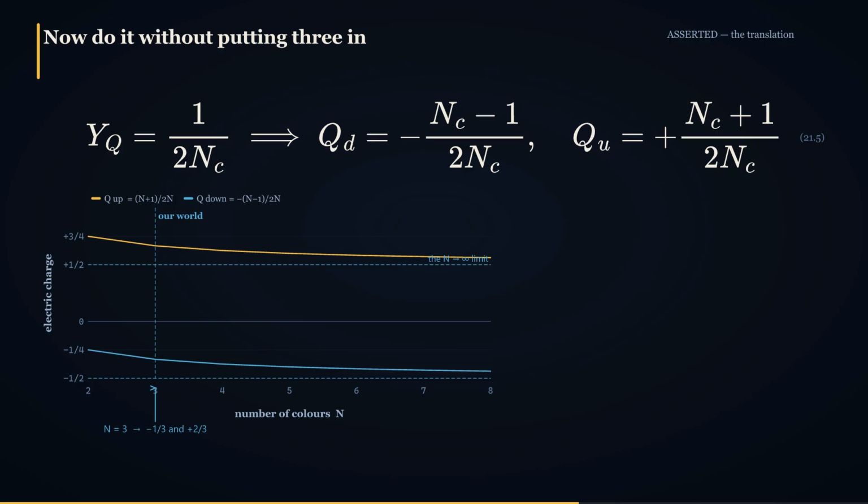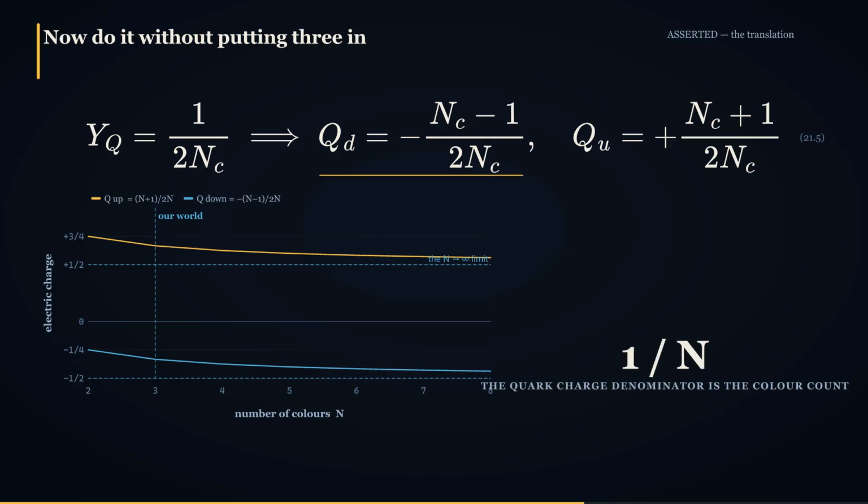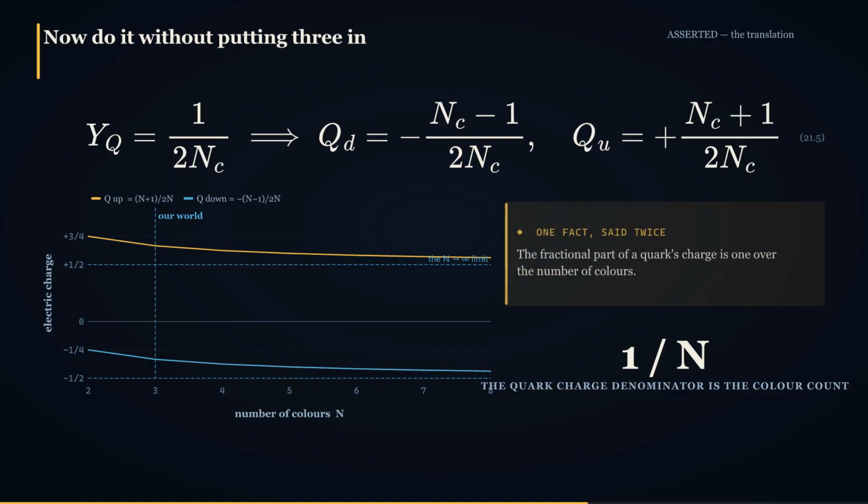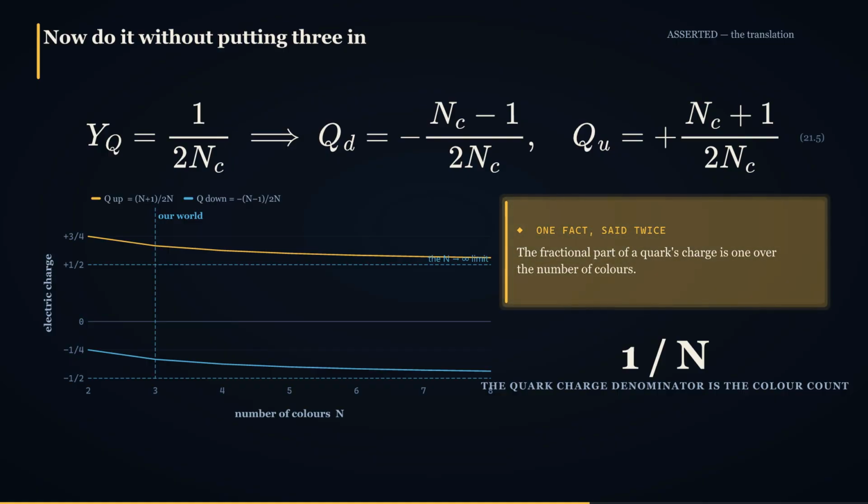So look at what the thirds actually are. The fractional part of a quark charge is 1 over the number of colors. The denominator is the color count. Saying quark charges come in thirds and saying there are 3 colors are not 2 facts. They are 1 fact said twice.